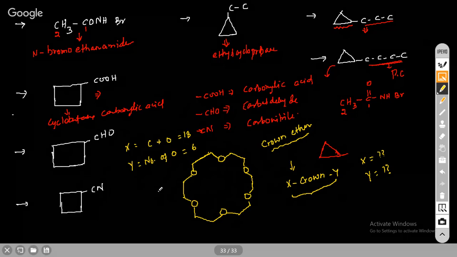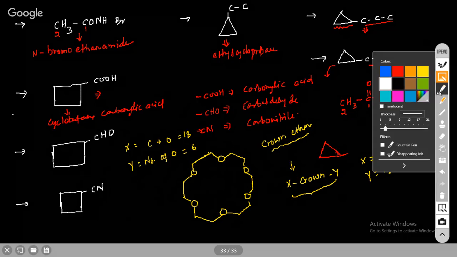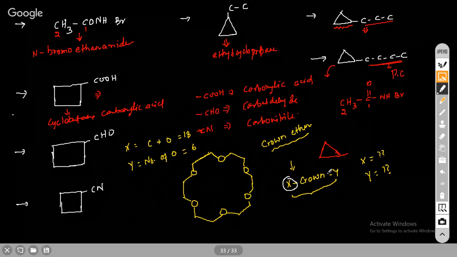Fine. Understood. Just these two definitions you have to write down. The first number represents the number of carbon plus oxygen, and this represents the number of oxygen. That is it.